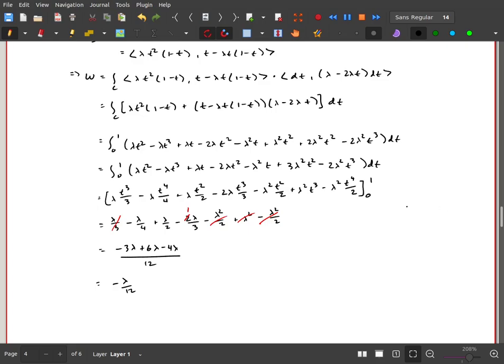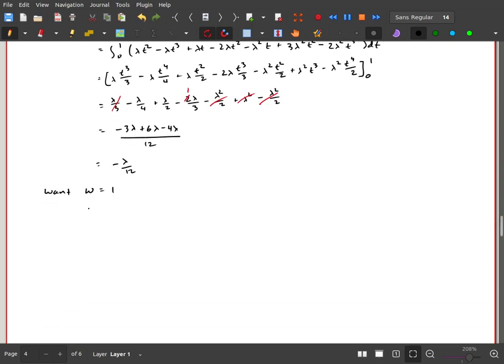Then we want the case where lambda will give us work of 1. So to find what value of lambda that would be, that'll be negative lambda over 12, that's our work, equal to 1. So it turns out that lambda will be equal to minus 12. So that's how you would solve this problem.